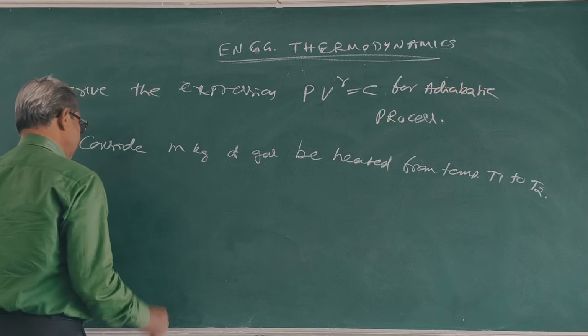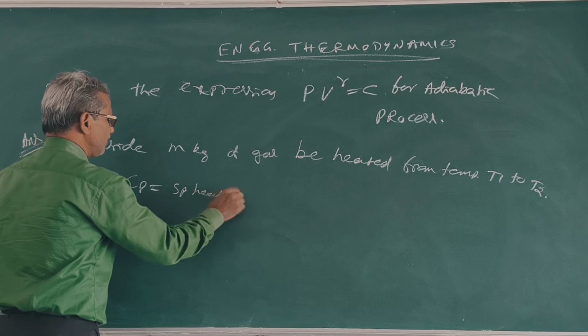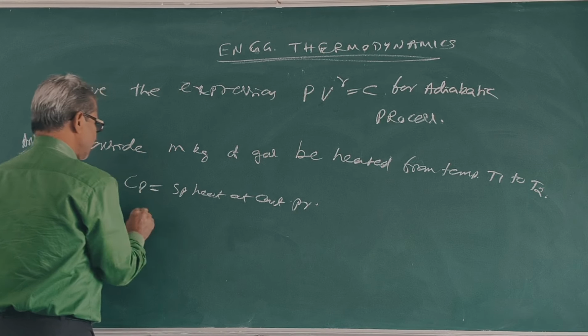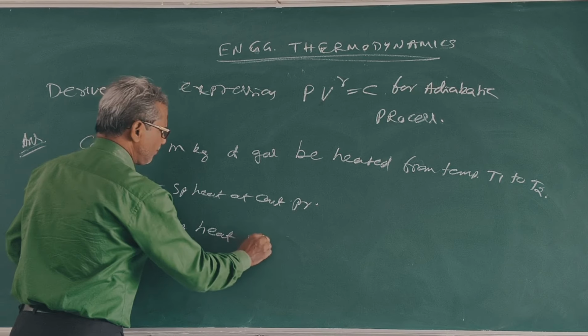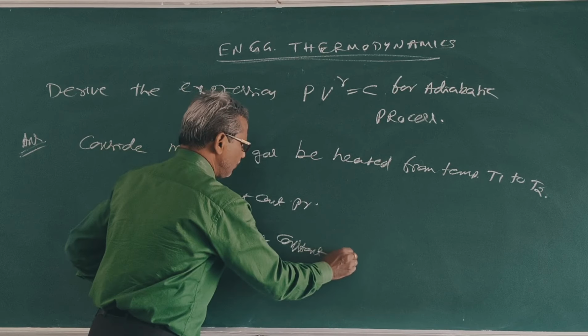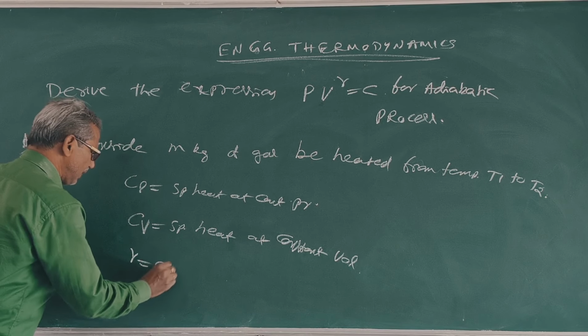Let Cp be the heat at constant pressure and Cv the heat at constant volume. But gamma is equal to Cp by Cv. Clear?